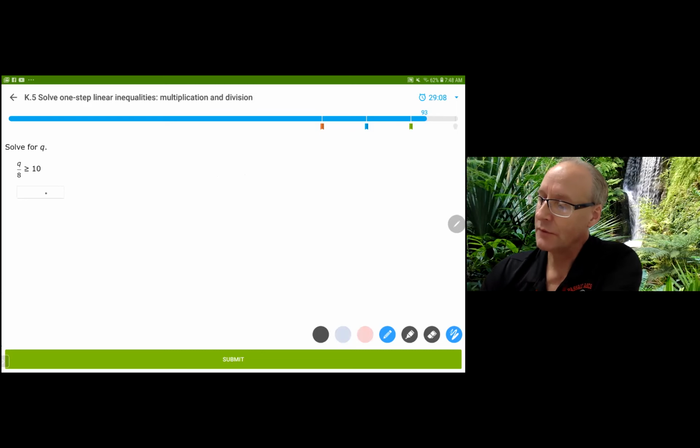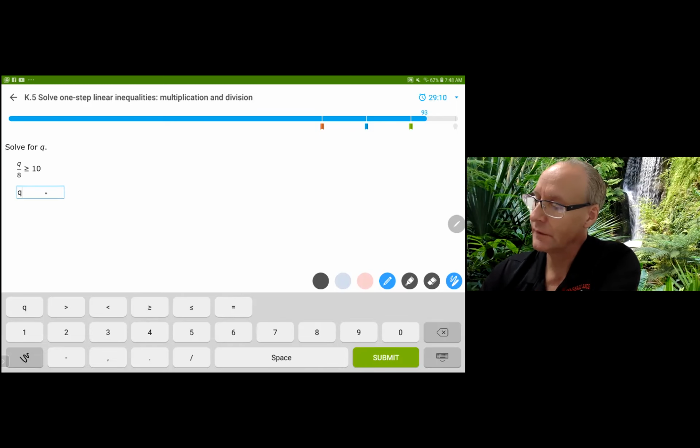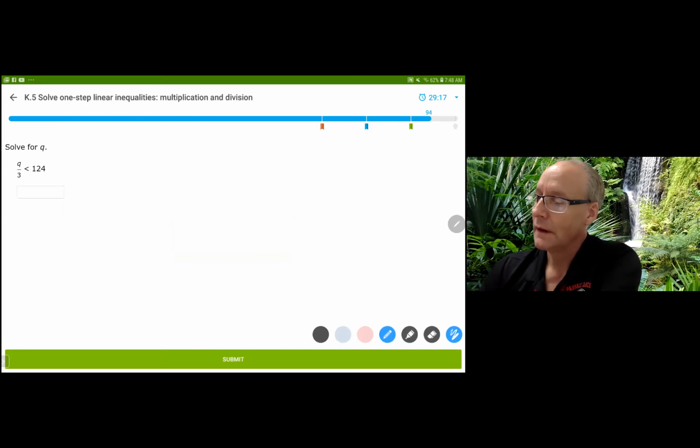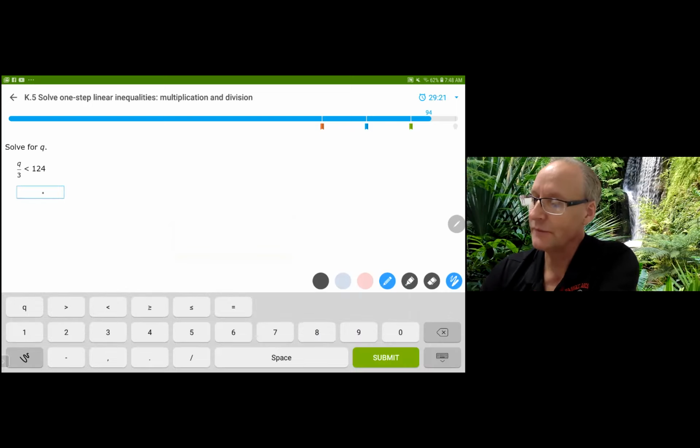I'm multiplying by 8 on both sides, and I get Q is greater than or equal to 80. And I'm going to multiply by 3. You're probably going to be tempted to divide by 3. That is a really common mistake, it's very tempting to do that. It's less than, and I'm multiplying by 3, which is 372, it looks like, huh? Make sure. 336 and 12 makes 372, yeah.